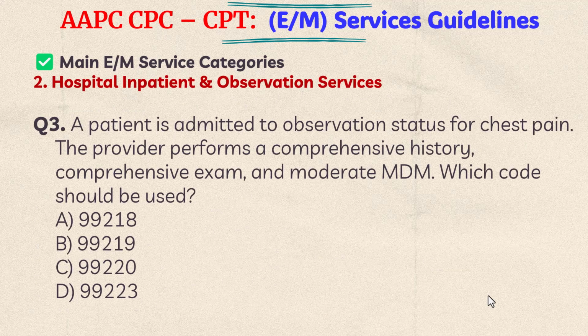Okay, let's see some examples. This is the continuation of the first part. Question number 3. A patient is admitted to observation status for chest pain. The provider performs a comprehensive history, comprehensive examination, and moderate level MDM. Which code should be used? There are 4 codes available: 99218, 99219, 99220, and 99223. Please pause the video, take your CPT code book, and find the answer.